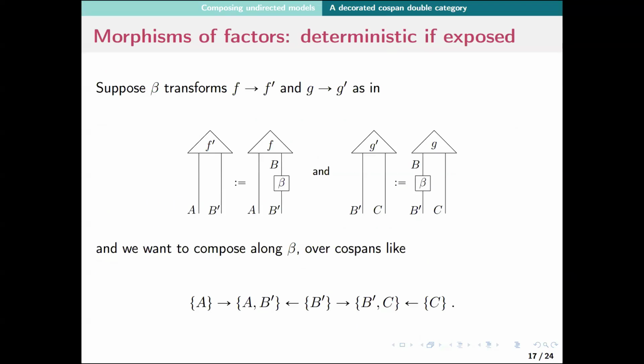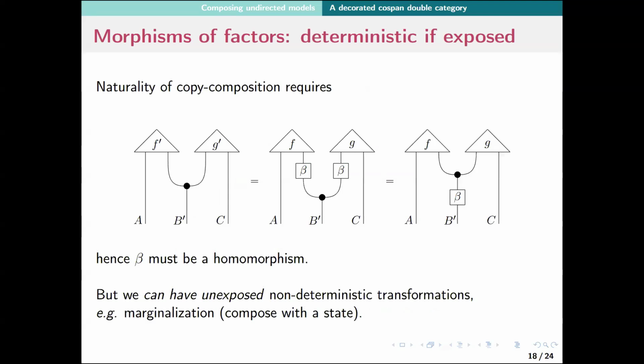And to see why you need this comonoid homomorphism, it's basically, as I said, you want to compose along these deterministic transformations of the interfaces. But we need to be able to pull these transformations through the copier, which means that they have to be comonoid homomorphisms.